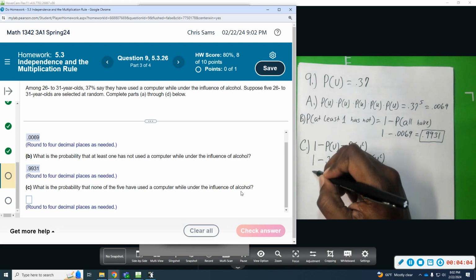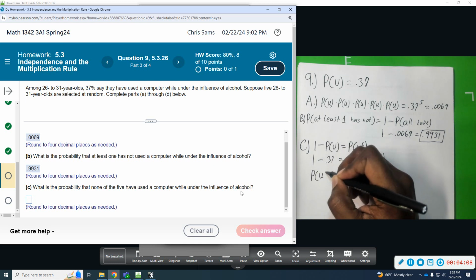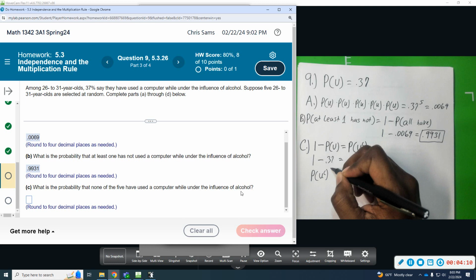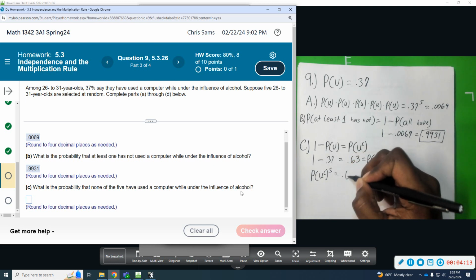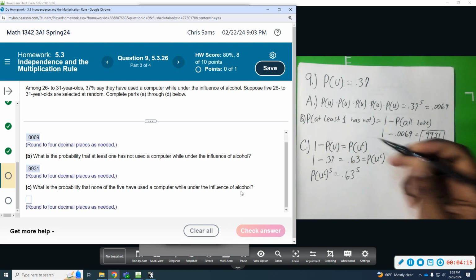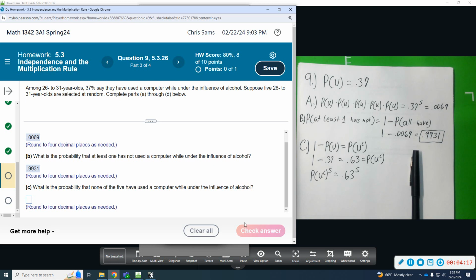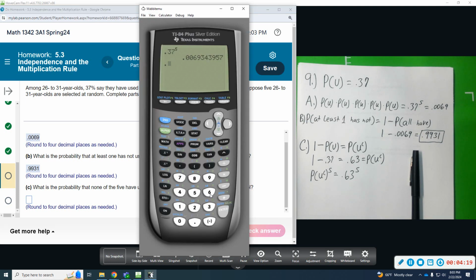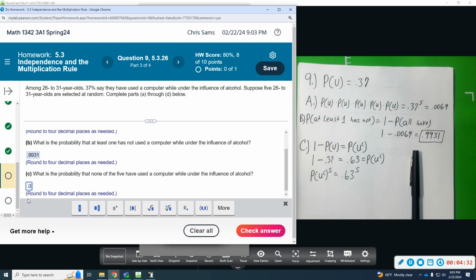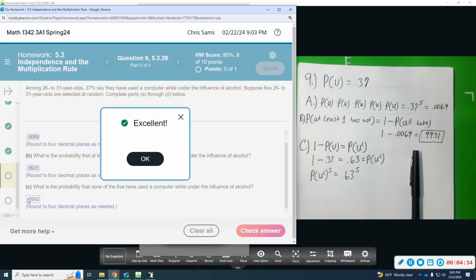Now we want to know that this is the case for all 5. So the probability of none of them using it is 0.63 raised to the 5th power. So let's find out what that is. We get 0.0992, and then the 4 will not round the 2 up, so just 0.0992.